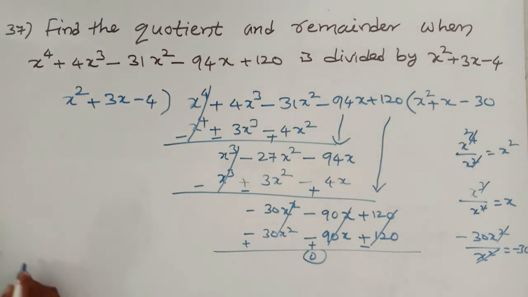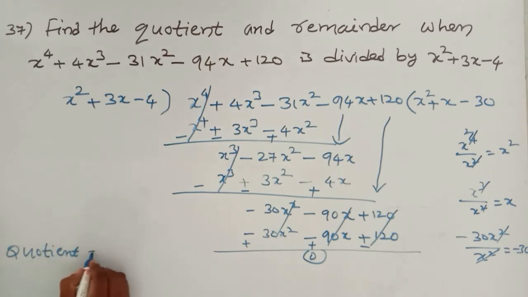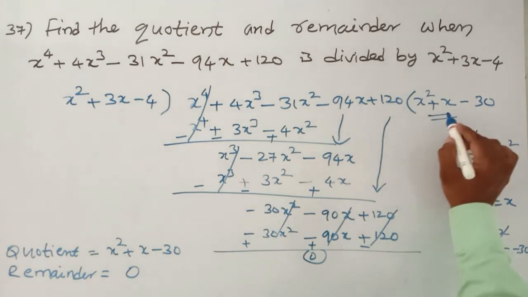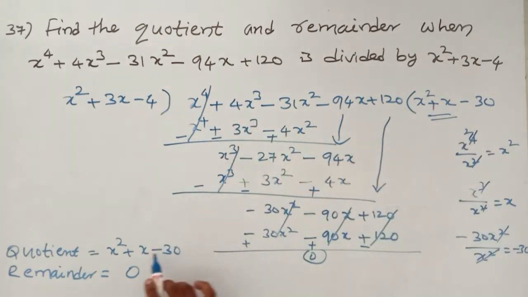So what they asked? They asked the quotient. Quotient is equal to x square plus x minus 30. And what about the remainder? Remainder is equal to 0. This is the remainder here and this is the quotient.